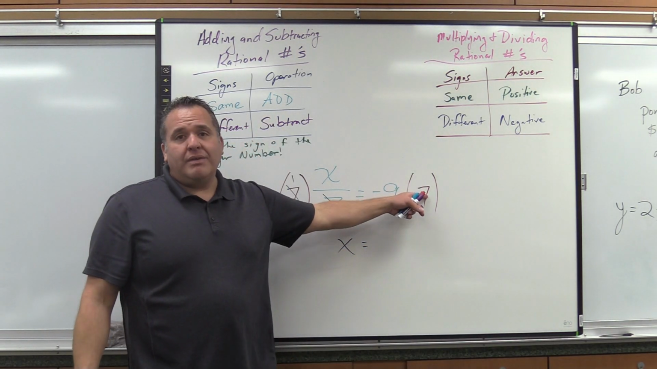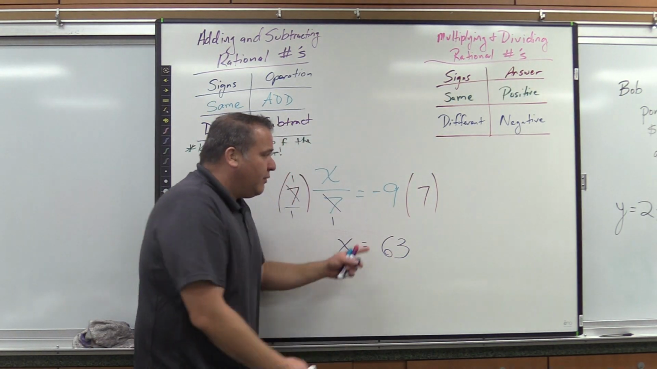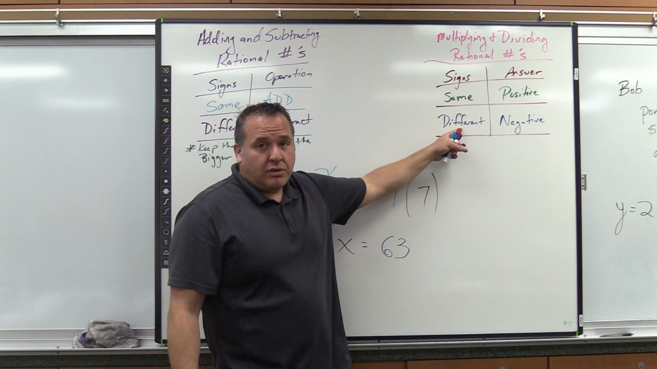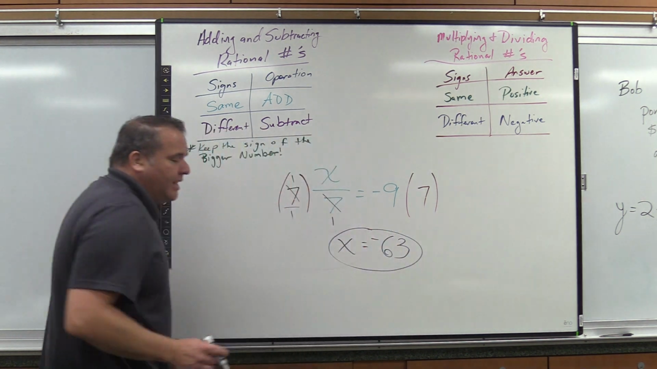Now here we go, negative 9 times 7. Now 9 times 7 is 63. And if we look, these two signs right here are different. When the signs are different, the answer is going to be negative. So it's going to be negative 63, and that's our answer.